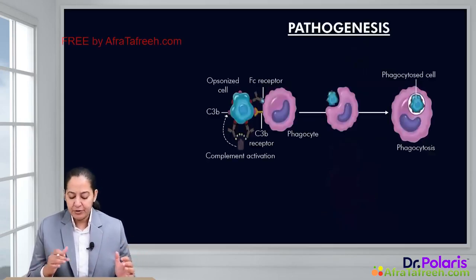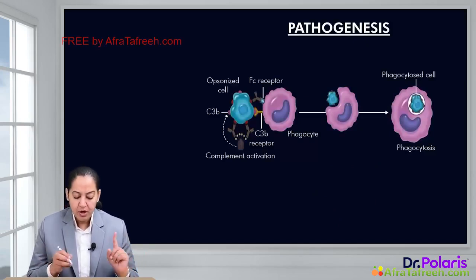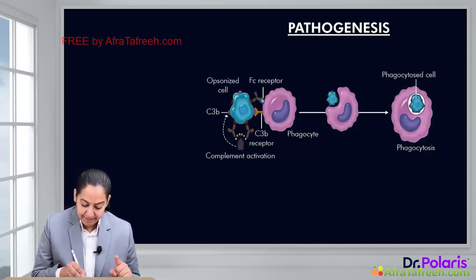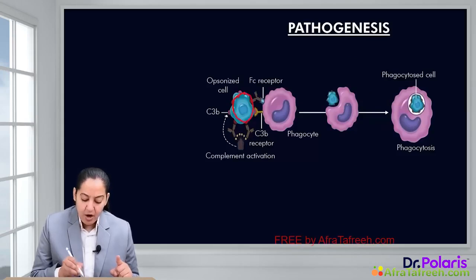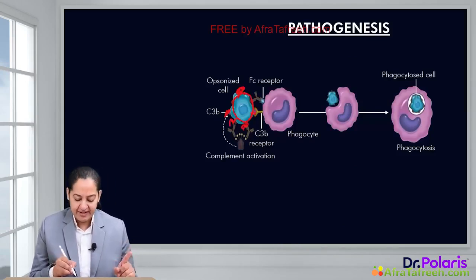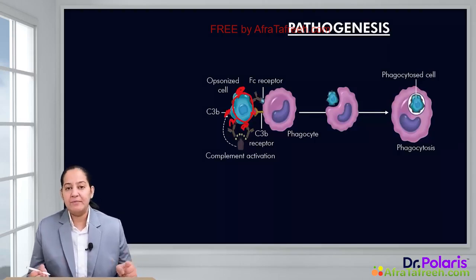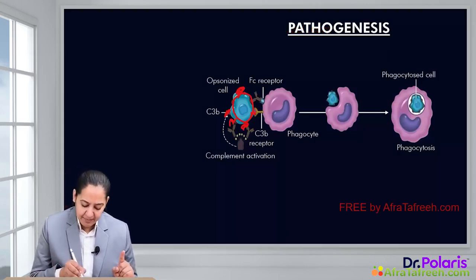So let me show you the same in this diagram also. You can see this is the target cell. On the surface of the target cell, you can see this is the antigen present. So the antigen is present on the surface of a cell. It is not a free antigen. It is stimulating the B lymphocyte. B lymphocytes are forming the antibodies. You can see the antibodies directly bind on the surface of the antigen.